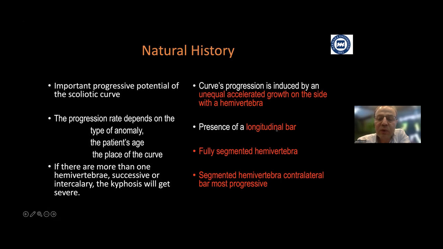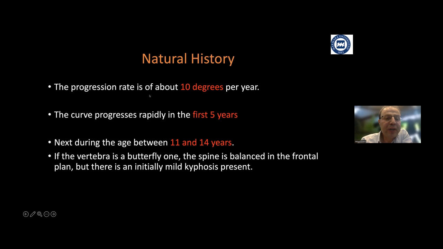And in the presence of a longitudinal bar, progression is fast. And with fully segmented hemivertebra, again, progression is fast. Segmented hemivertebra and contralateral bars is the most progressive type. The progression rate is about 10 degrees per year. The curve progresses rapidly in the first 5 years. Next, during the age between 10 and 14 years. This is a growing time of the spine.